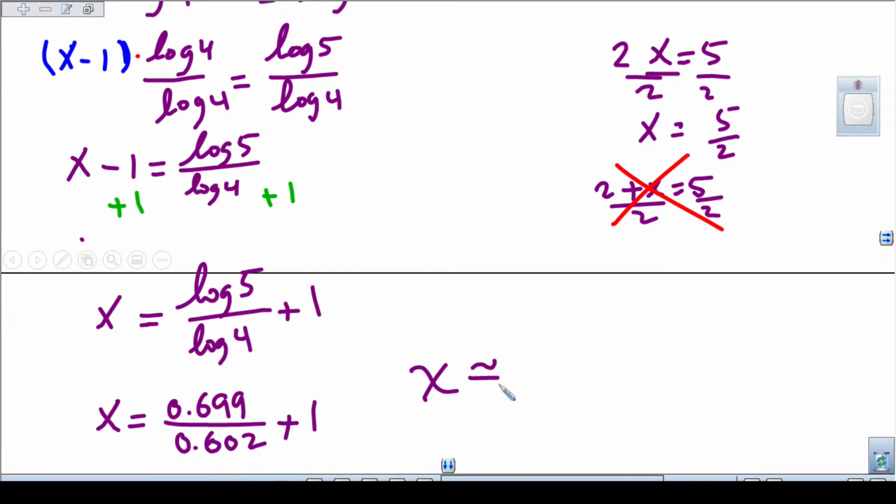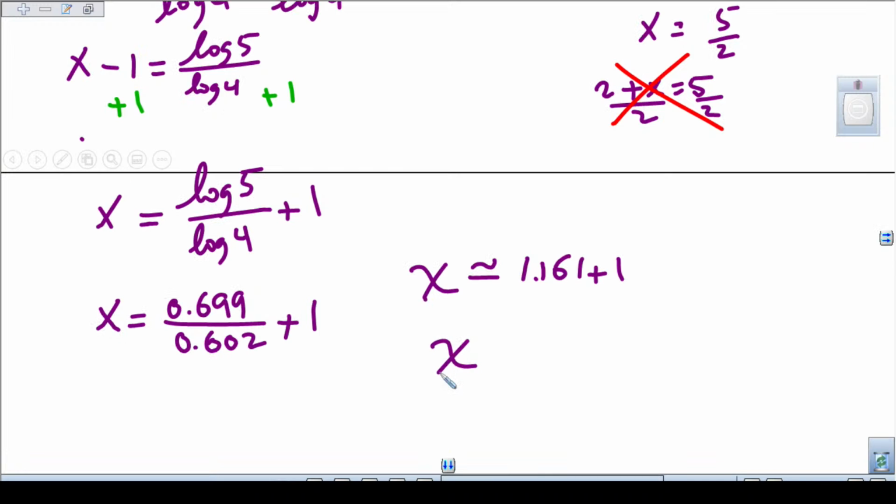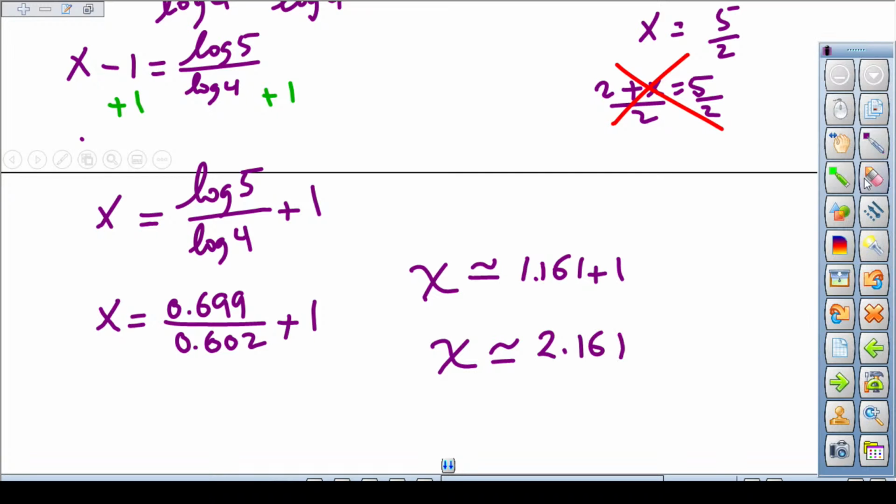Good. That's very good. So I end up with basically 1.161. That's right. But I still have the 1 waiting for me here. See, this is plus 1. Don't forget the plus 1. 1.16 plus the 1 that we just added to both sides gives x, which is approximately, this tilde means approximate, not equal to, 2.161. Okay, that's the value of your x.